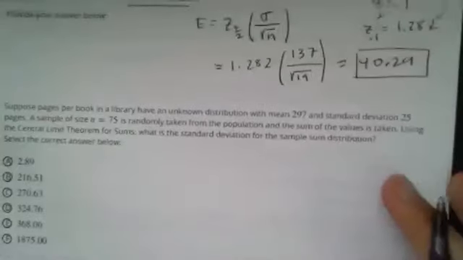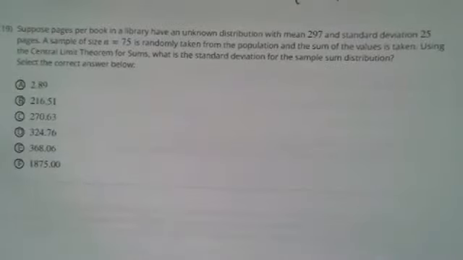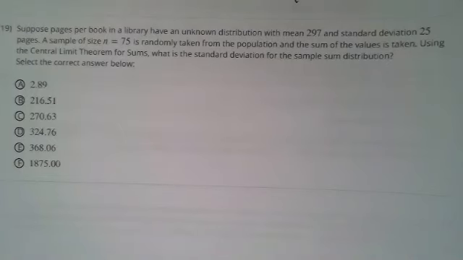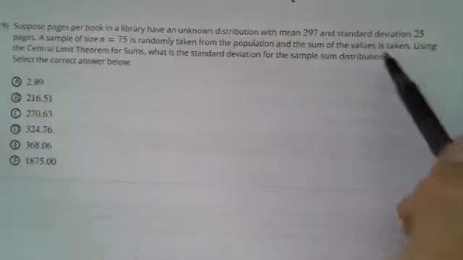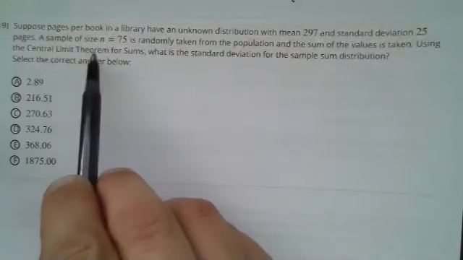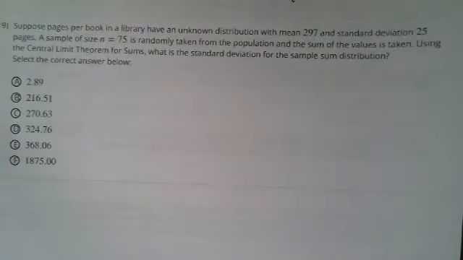Pretty straightforward. Okay, so then we have number 19. Suppose pages per book in a library have an unknown distribution with mean 297 and standard deviation 25 pages. A sample size of n equals 75 is randomly taken and the sum of the values is taken. Using the central limit theorem for sums, what is the sample standard deviation for the sample sum distribution?